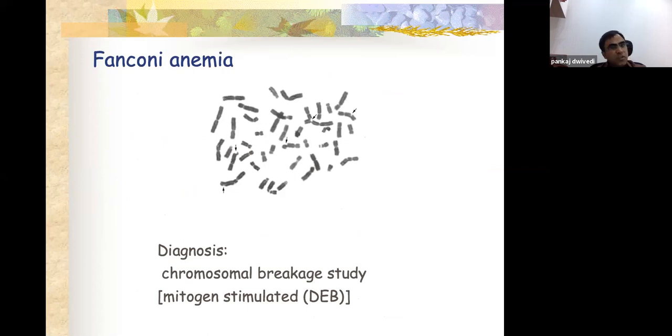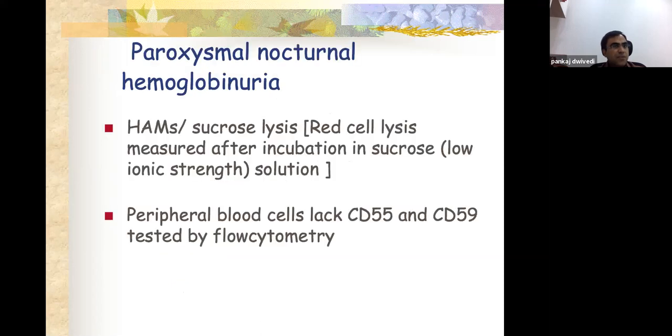So Fanconi anemia: you know the chromosomal breakage study. If you find that yes, there is a lot of breakage, as you can see in this figure where arrows are there, then definitely we are dealing with Fanconi anemia. PNH: previously Ham's sucrose lysis tests were used. Now you have the FLAIR test and the flow cytometry test to diagnose the cells which are lacking CD55 and CD59. That is how you know you are dealing with PNH, because you have a good drug, eculizumab, which is now the preferred drug, and bone marrow transplant as the modality of choice for PNH.